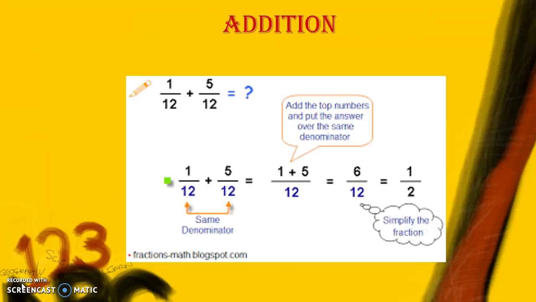In fractions, we have addition, subtraction, multiplication, and division. Firstly, we go to fraction addition. There are 3 steps of fraction addition. Step 1. Make sure the bottom numbers, the denominators, are the same. Step 2. Add the top numbers, the numerators, and put it over the denominator. Step 3. Simplify the fraction if needed.